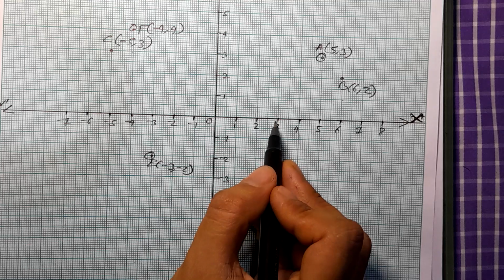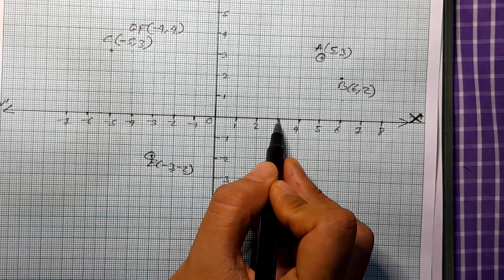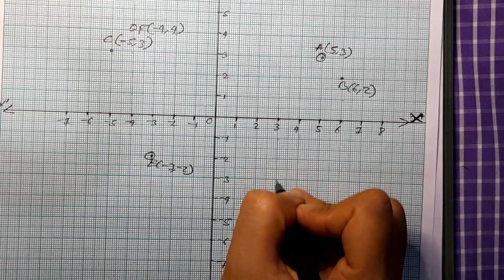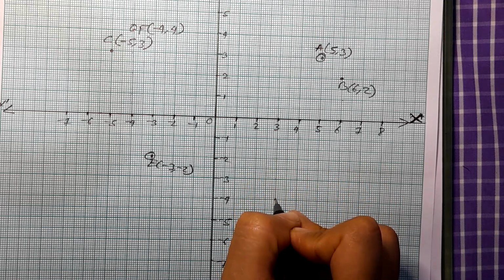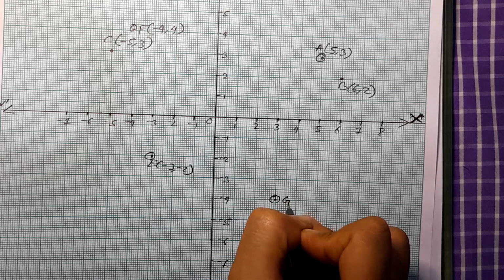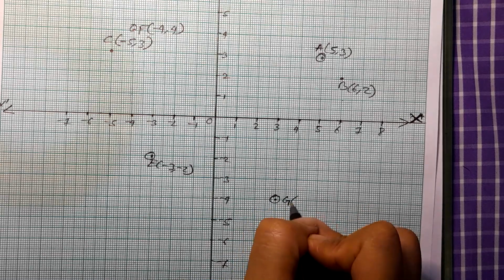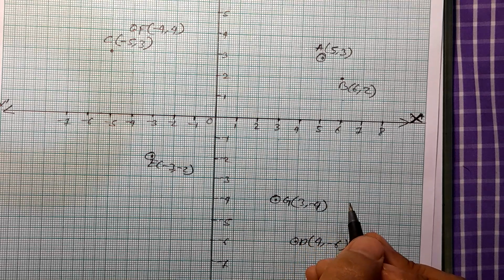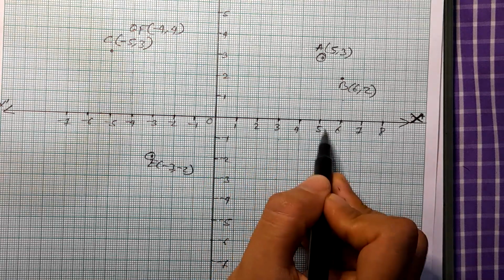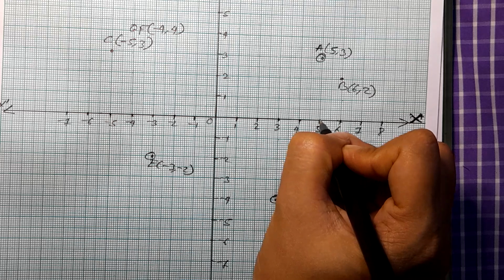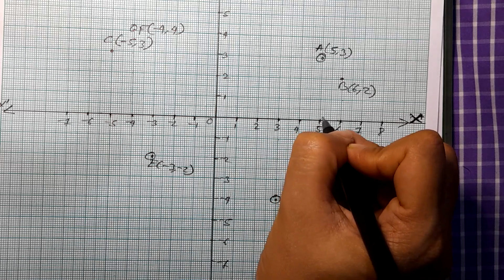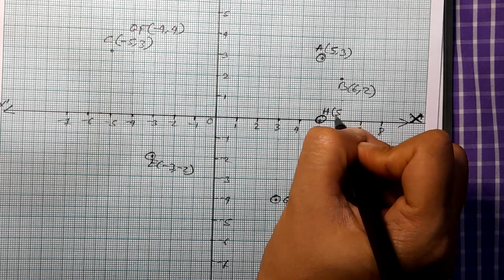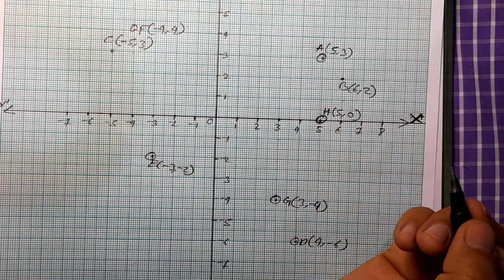Next, G, 3, -4. 3 is positive, positive of x, -4 it's negative. So go downside. 1, 2, 3, 4. So this is G, 3, -4. Next, H, 5, 0. X is 5, y is 0. Whenever it's 0, it will lie on an axis. So this is H, 5, 0.